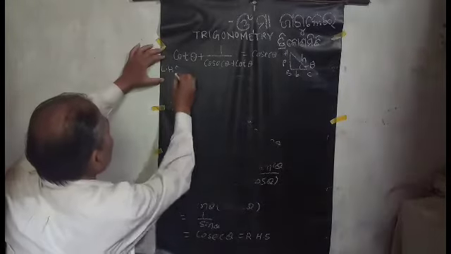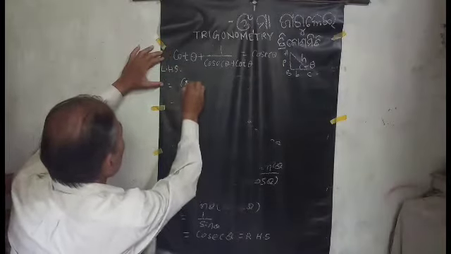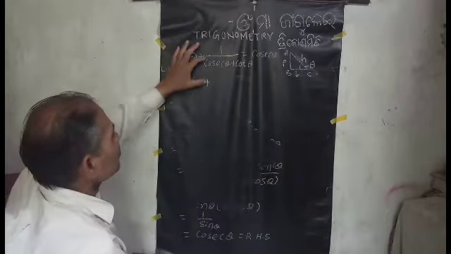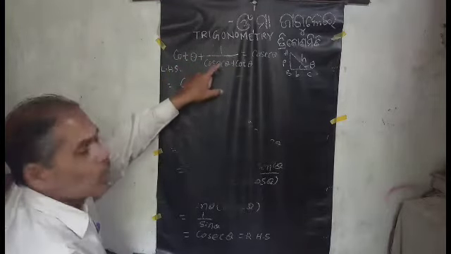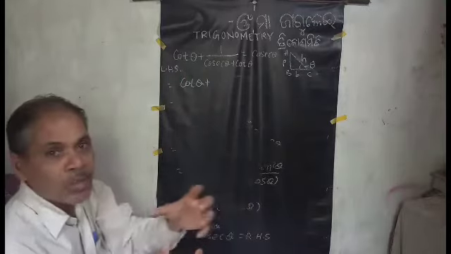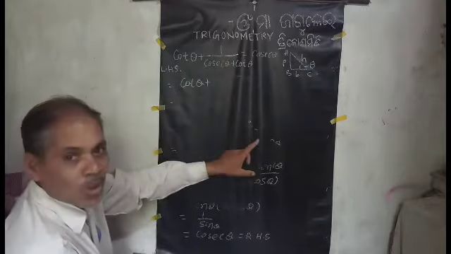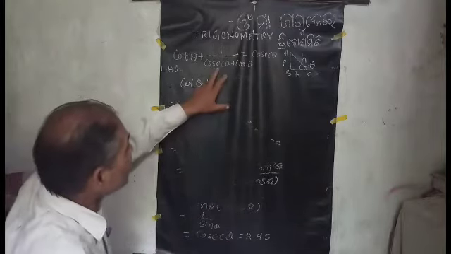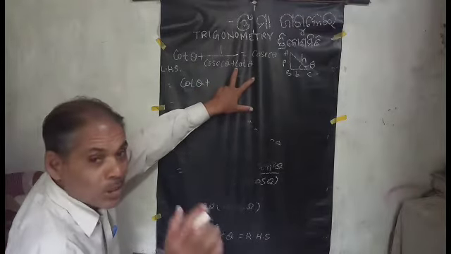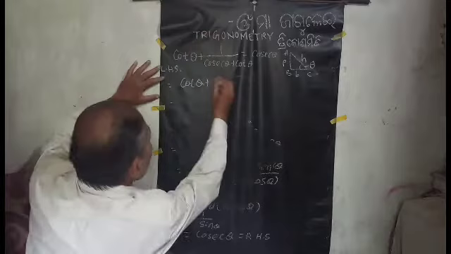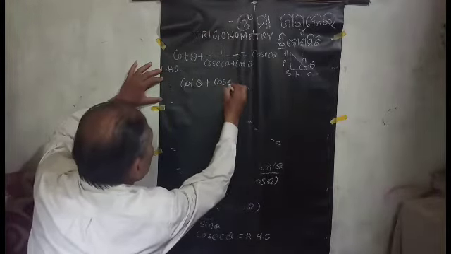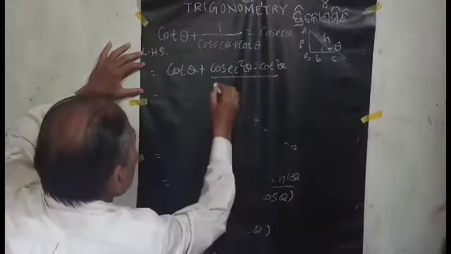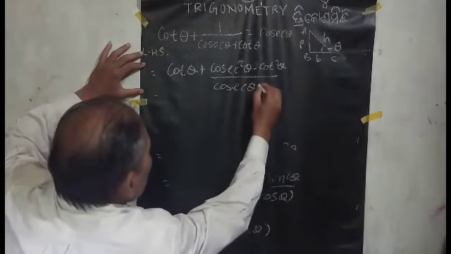This part, LHS, cot theta remaining constant plus 1. This is your presence of mind, and the way you tackle this formula. 1, you know from the square formula, that cosec square theta minus cot square theta is equal to 1. So you put that formula here in the place of 1: cosec square theta minus cot square theta, divided by cosec theta plus cot theta.